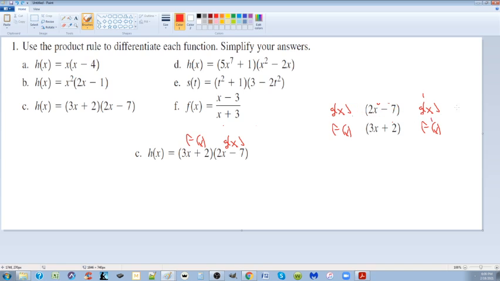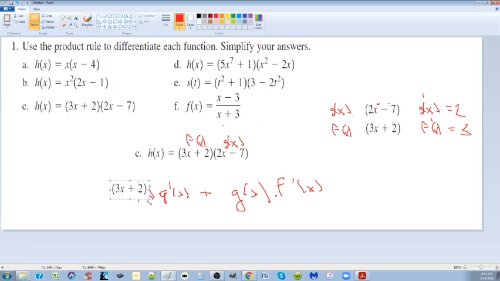So what's the derivative of that? It's 2. What's the derivative of that? It's 3. And then I'm just going to write down the product rule, which says f of x times the derivative of g of x plus g of x times the derivative of f of x. And then wherever it fits properly, I'm going to take my lovely things up here and plug them in.